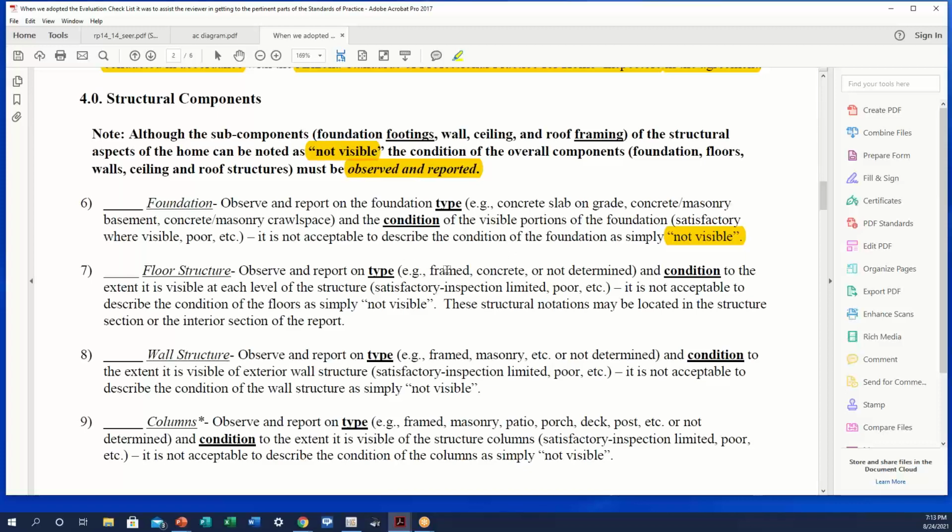Okay, framed, the type of framing, we don't know what it might be on a second story house. It could be TJIs, I doubt it's concrete in residential. And the condition, the extent is visible at each level of the structure. Wait a minute, each level. So if I have a 2-story house, I'm required to report on the first level and the second level of that structure. Does everyone understand? If it's a 2-story house, the first level is concrete, slab on grade, or post tension, and the second level is wood or trusses or whatever you think it is. It's telling you right there, visible at each level of the structure. Number 7, visible at each level. Satisfactory?